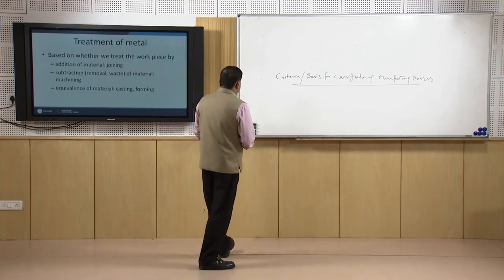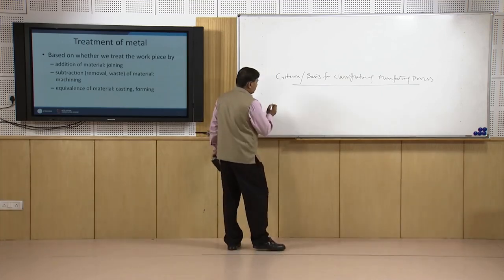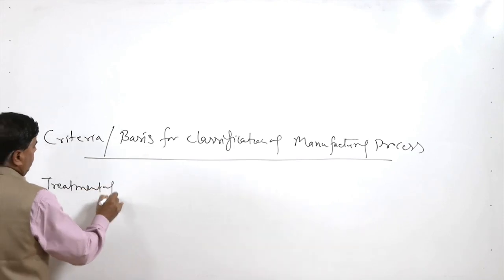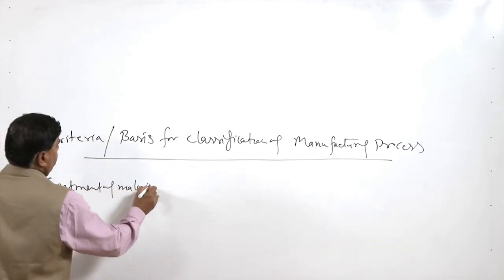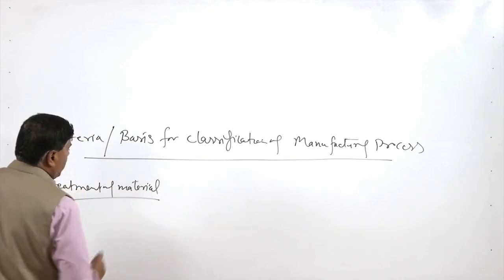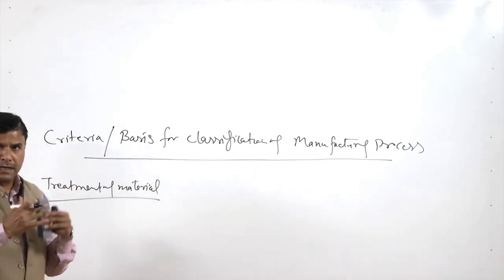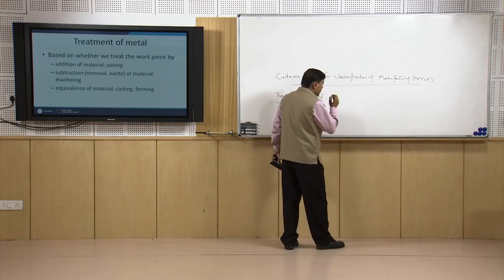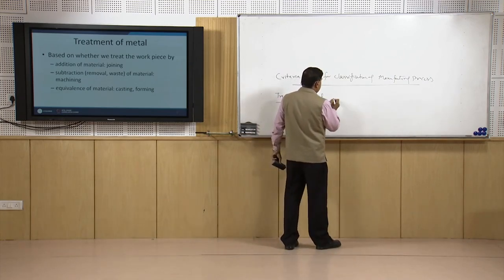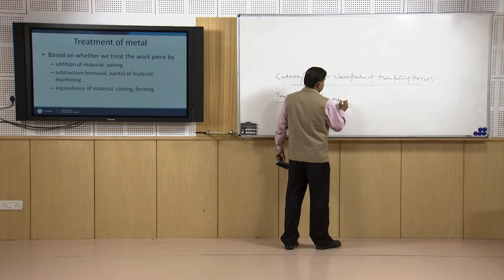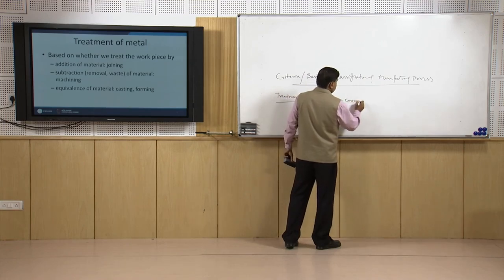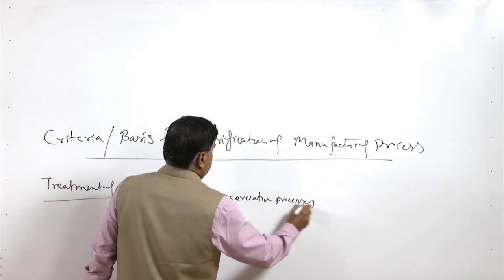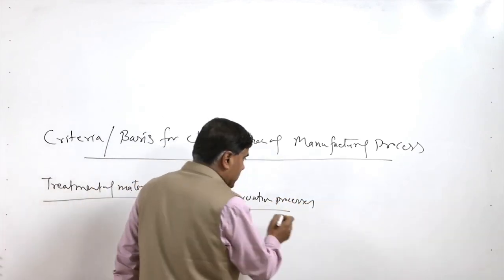Then the treatment, the way by which material is treated. So, the treatment of material. Basically this is another bigger classification of the process, the way by which material is treated. For example, mass conservation processes. There are two processes in this category.